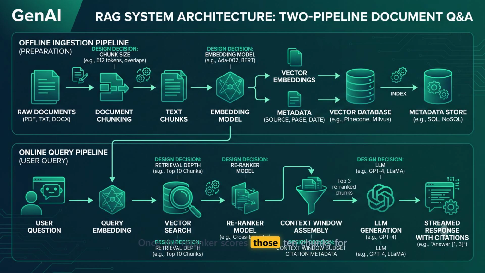Once the re-ranker scores those 10 chunks for relevance, you assemble the top 3 into the context window alongside the original user query. The LLM then generates a response, streaming it back to the user with numbered citations pulled straight from your metadata. It seems clean and logical, right? But what happens when the user asks a question that doesn't quite match the documents, or the retrieval fails to find the right answer? That's where the system starts to break, and that's exactly where we're going next.